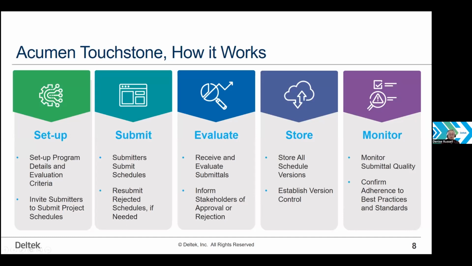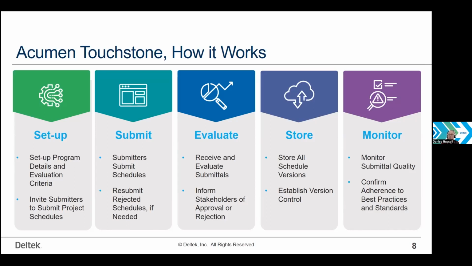Since Touchstone is pretty new, I did want to just spend a couple minutes discussing how it works before I jump into it. With Touchstone, schedules are submitted through a portal. There are delivery deadlines and parameters that you establish as the owner of the schedules that you're receiving. And then upon submittal, those schedules are going to be automatically evaluated using metrics that you've identified in advance, like the 14-point assessment. The schedule file is scored, and based upon that score, it is going to be rejected or accepted. You can also establish additional rules that would result in an automatic rejection.